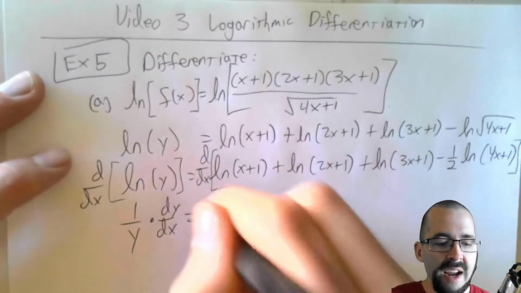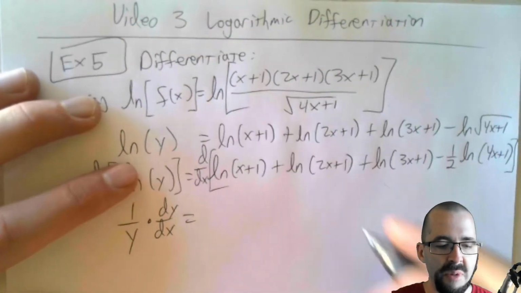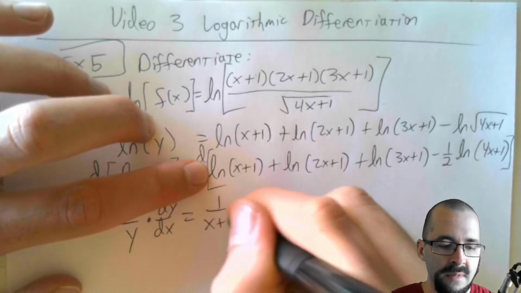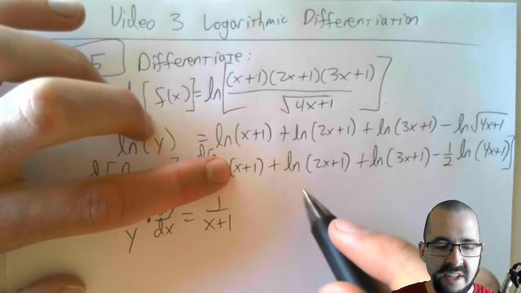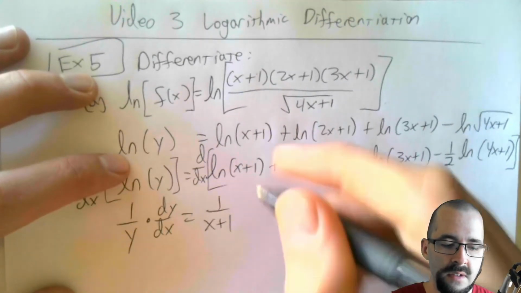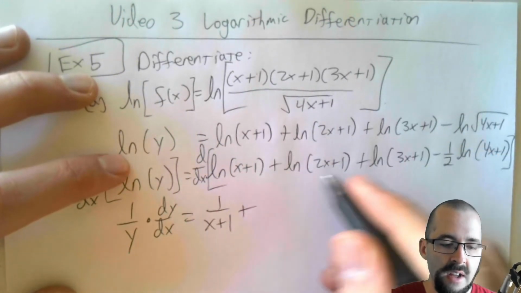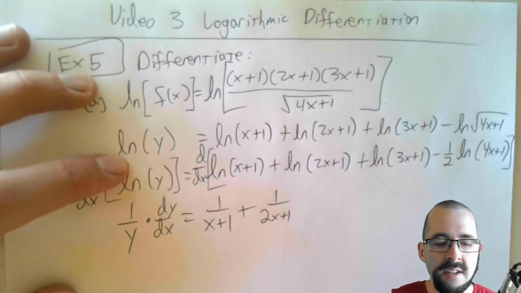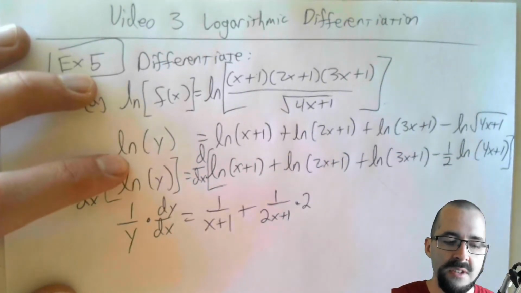And then the derivative of the right-hand side, well, we're used to this by now. Derivative of the natural log is 1 over the inside, times the derivative of the inside. The derivative of the inside here is just 1. Next, derivative of the natural log is 1 over the inside, times the derivative of the inside, which is 2.